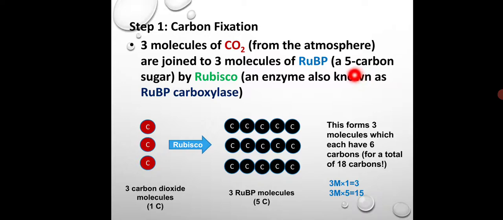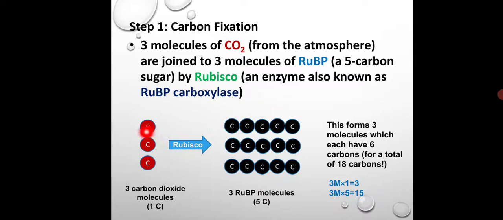If we look at the structure of RuBP, it is a 5 carbon compound. Just as carbon dioxide has 1 carbon, RuBP is a 5 carbon compound. So it is a 5 carbon compound sugar, and this process is carried out by the enzyme RuBisCo, ribulose bisphosphate carboxylase oxygenase. So that is the first step.